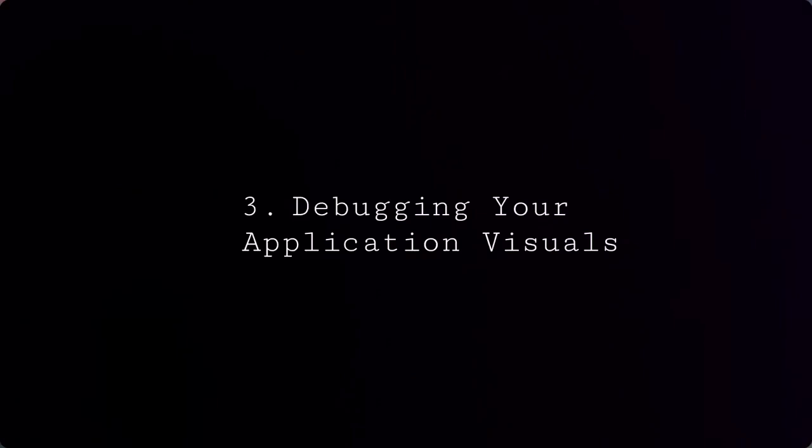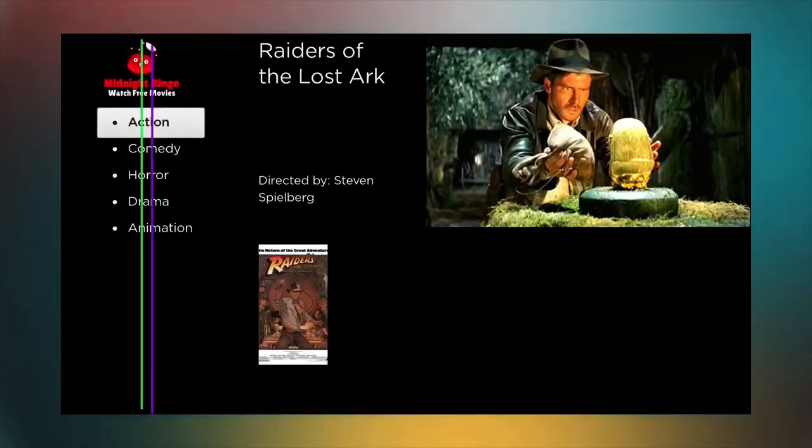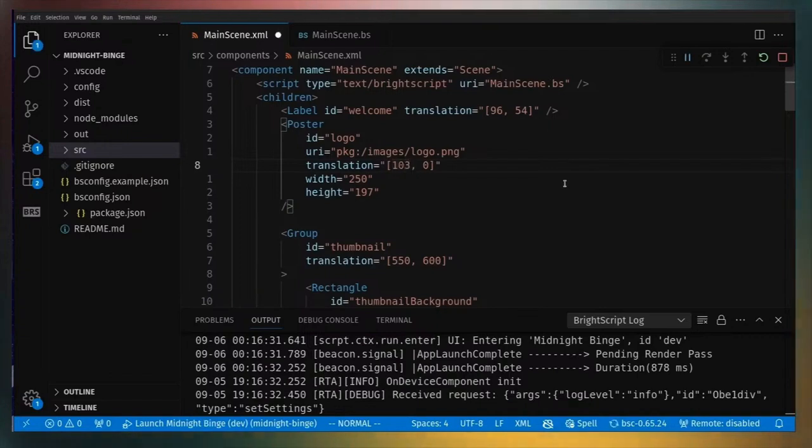Now that you understand the basic rules of UI components, let's take a look at how a production Roku team would debug their application visuals. Have you noticed that our logo is not properly aligned with the menu? Usually, to find the sweet spot, we would change values until it looks right. But today, we will learn a better way to iterate the visuals of our application.